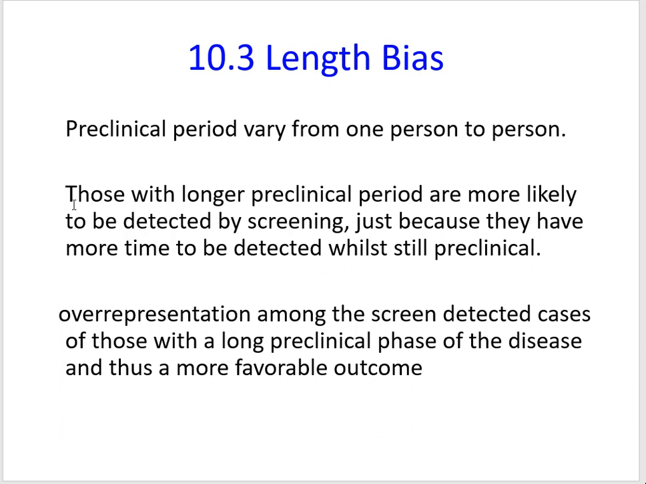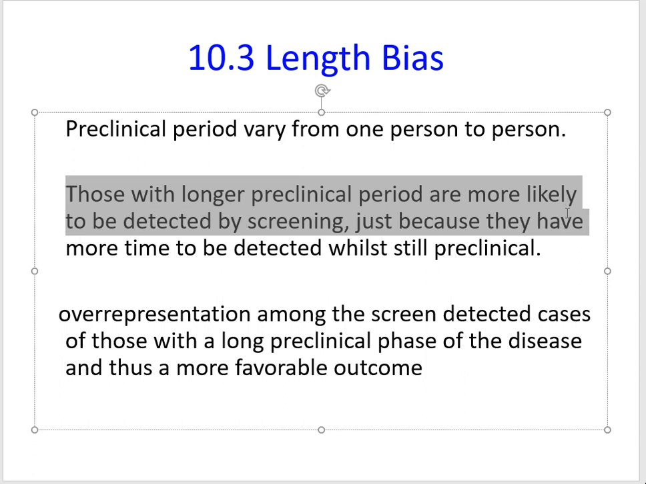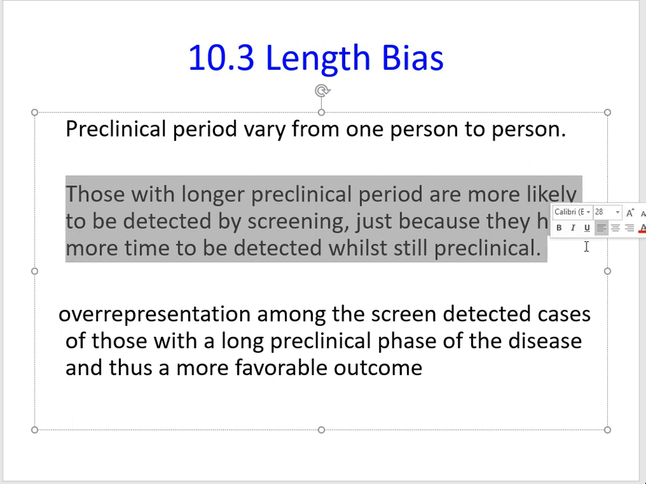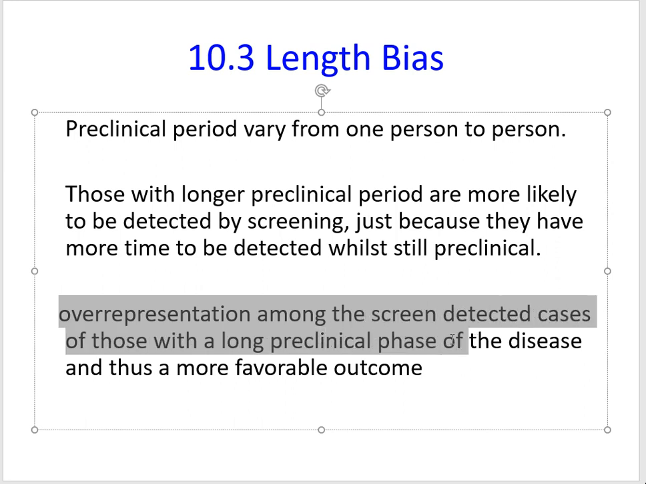So the slide continues and says, those with a longer preclinical period are more likely to be detected by screening, just because they had more time to be detected while still preclinical, right? If you have two people and one has 2 years to be detected and the other has 4 years, the 4 years have a longer period and therefore a higher chance of detecting that person. And therefore, overrepresentation among the screen-detected cases of those with the long preclinical phase of the disease and thus more favorable outcomes.